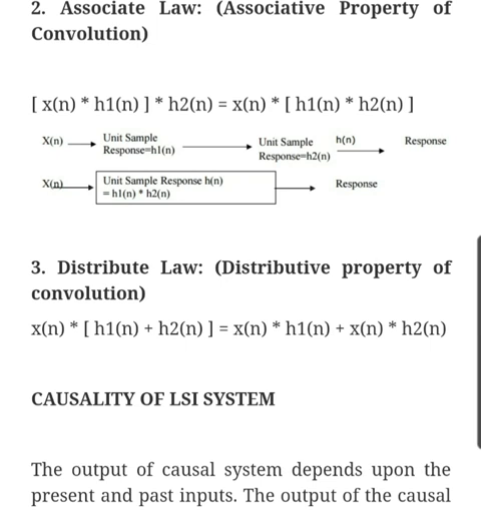And the next law is the distributive property, or distributive law, of convolution. This property states that the linear convolution is distributive, that is, x(n) convolution [h1(n) plus h2(n)] is equal to x(n) convolution h1(n) plus x(n) convolution h2(n).